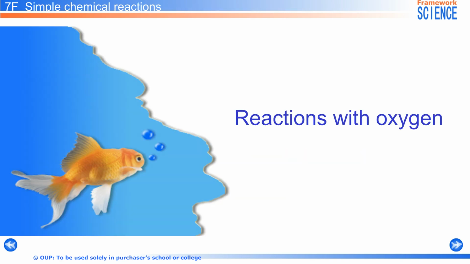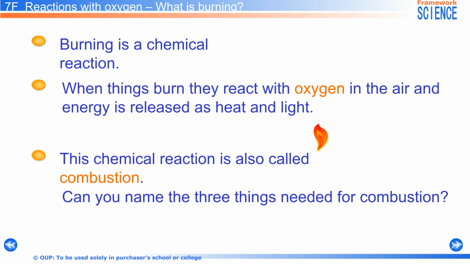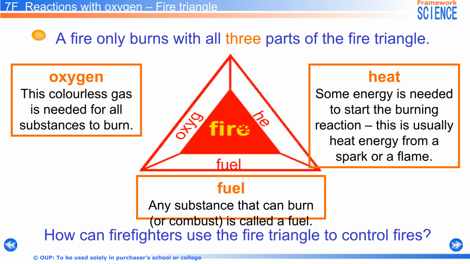Now we will explore reactions involving oxygen. Burning is a chemical reaction. When things burn, they react with oxygen in the air, releasing energy as heat and light. This chemical reaction is also called combustion. Can you name the 3 things needed for combustion? A fire requires all 3 parts of the fire triangle: oxygen, heat, and fuel.